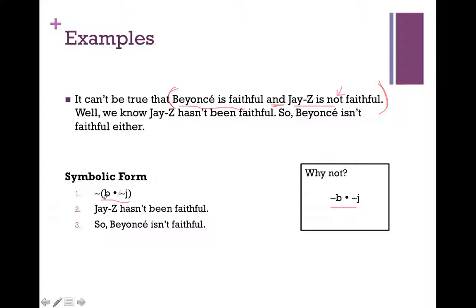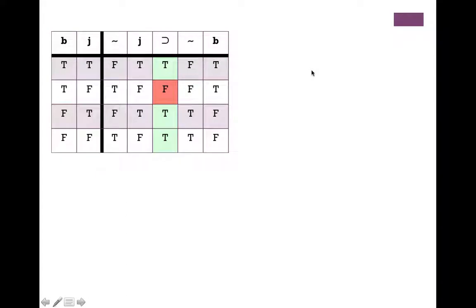So we could express this using the conjunction here, which is the way that they do it. But this could also be expressed in a hypothetical way: if Jay-Z is cheating, then you know Beyonce is cheating. If Jay-Z is not faithful, then you know Beyonce is not faithful. And if we think of it as a hypothetical or conditional, then our truth table is going to look like this. So if Jay-Z is not faithful, then Beyonce is not faithful.